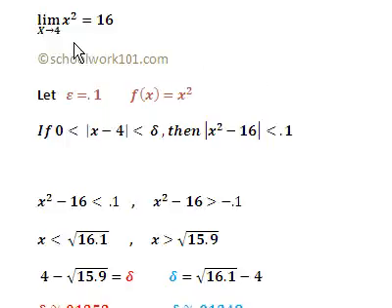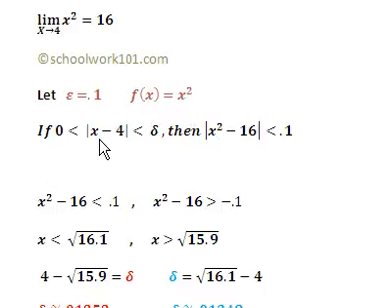Okay, we're looking at limits. I have the limit of x squared as x approaches 4 is equal to 16. But we're focused in on the definition of the limit. And I'm choosing a specific epsilon here, and we're going to let it equal 0.1. Here's our function f of x is equal to x squared.